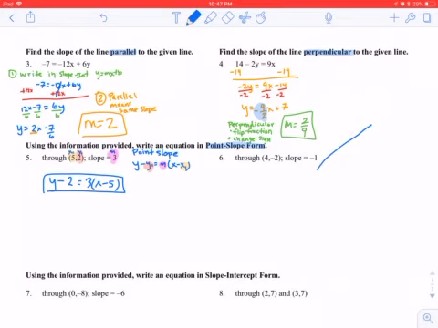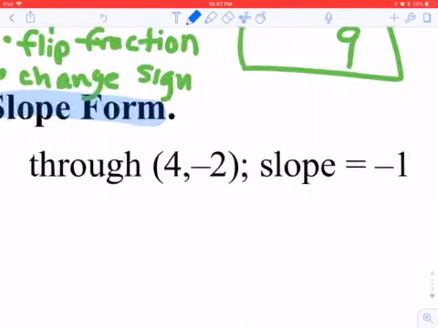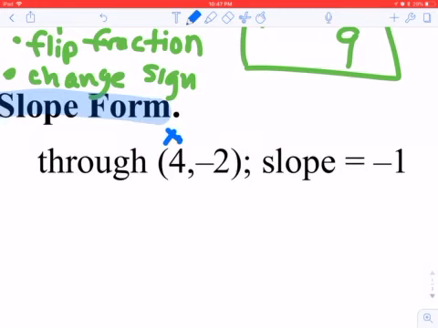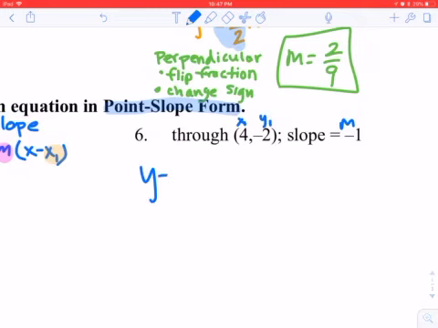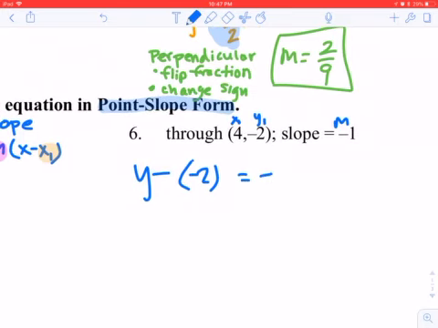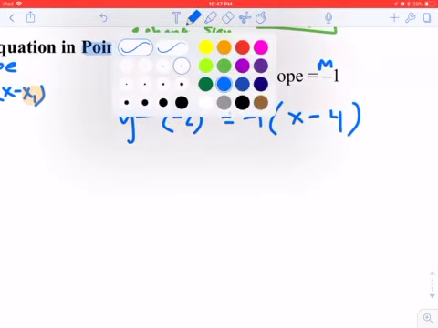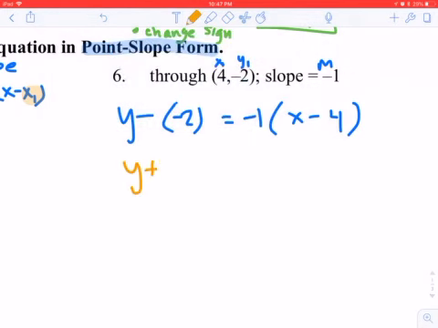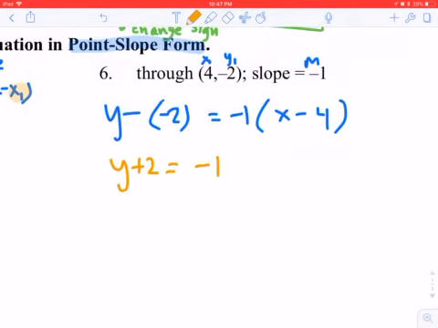Same thing with number 6. Let's label x1, y1, m. So we have y minus. So you always do a minus. And then your negative 2, that's your y1, is equal to negative 1, x minus 4. So now we just gotta reduce or simplify to make it pretty. So y plus 2 is equal to negative 1, x minus 4.